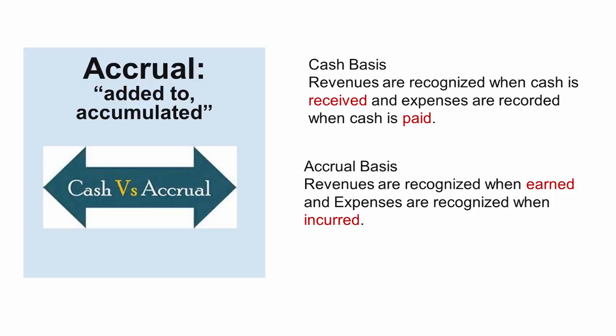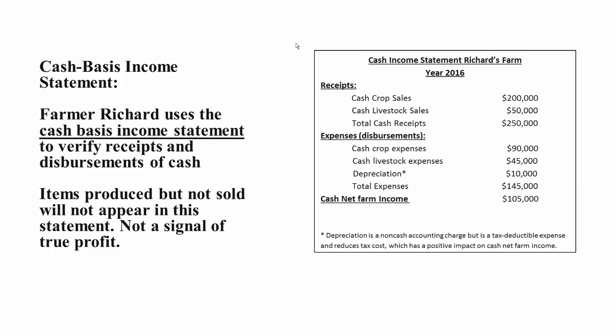has been paid. To illustrate the necessary adjustments to move from cash-based to accrual-based income statements, let's look at Richard's farm. Richard has completed a cash-based income statement. In this example, receipts are $250,000 of cash sales and $135,000 in expenses, including a non-cash expense, depreciation.